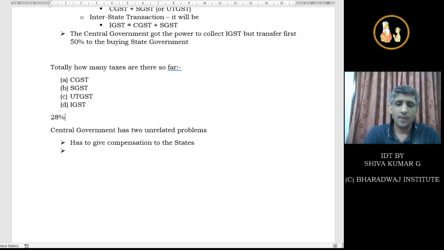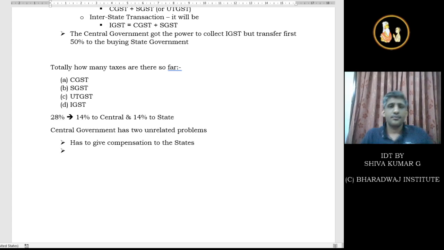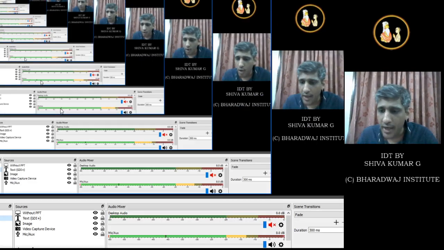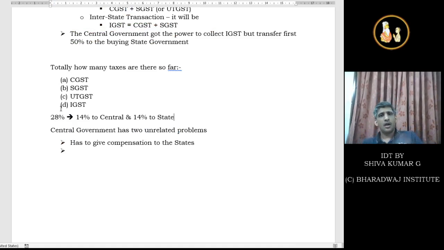28 means 14% to central and 14% to state. 14 to central, 14 to state. Correct? Correct. Now all the goods have to be brought into GST.